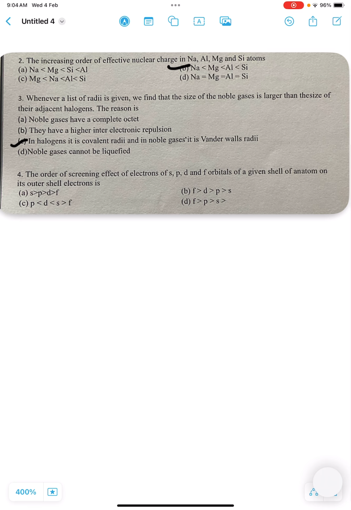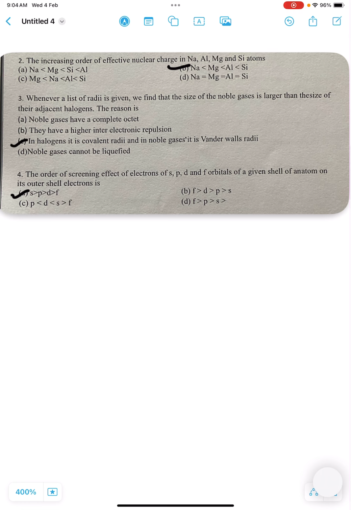The order of screening effect of electrons of s, p, d and f orbitals of the given shell of an atom on its outer electrons: A is the correct option. S orbitals have the maximum screening effect. What is the screening effect? It is the reduction of the nuclear charge experienced by the valence electrons.